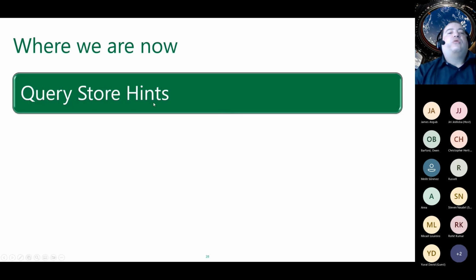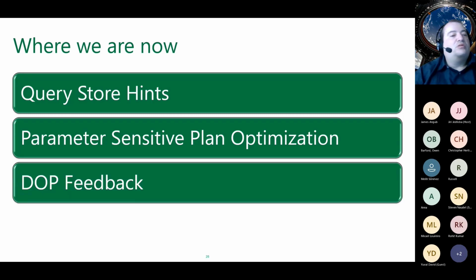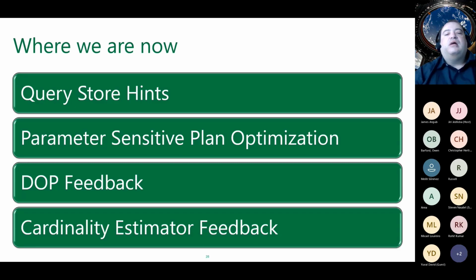Where we are now: query store hints, but this is a new subject that Erin will talk about in a further session. Parameter sensitive plan optimization: Javier will be talking about this new feature, which is a great feature. DOP feedback: Neil Hambley will be talking about DOP feedback later today. And cardinality estimator feedback is also a subject that Javier will be talking about. So these are new features that are evolutions of what query store was when it was created in 2016.